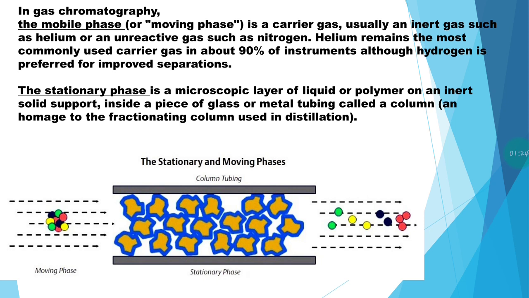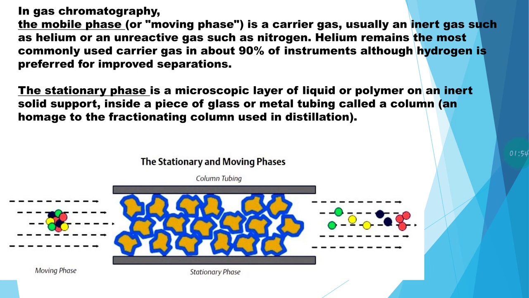In gas chromatography, there is a mobile phase and a stationary phase. The mobile phase, which is also called the carrier gas, is usually an inert gas such as helium, or an unreactive gas such as nitrogen. Helium remains the most commonly used carrier gas in about 90% of instruments, though hydrogen is preferred for improved separation. But here I would like to add one point, that hydrogen is very expensive, so factories or industries hardly choose to use it.